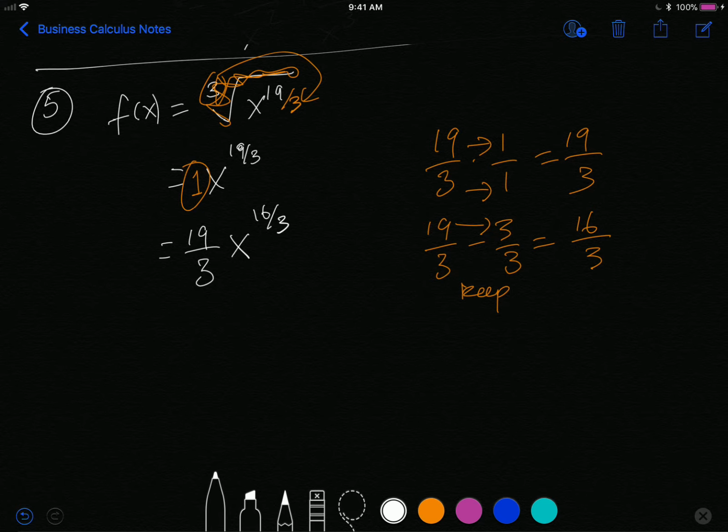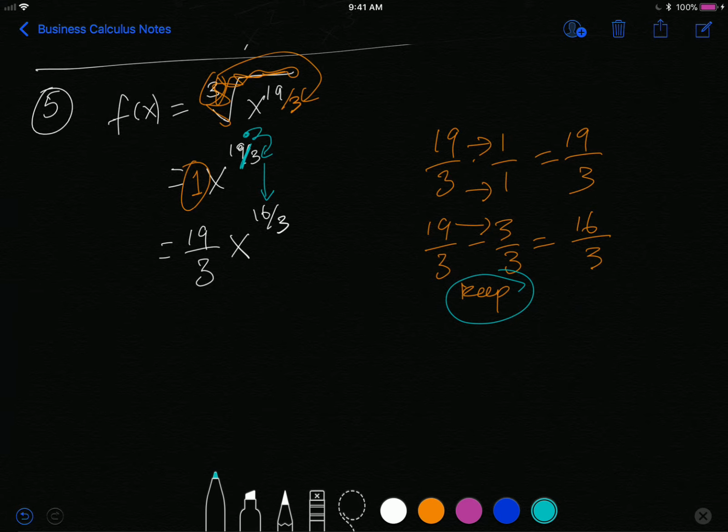A nice little shortcut to get to your answer right here is to just think of this division sign right here as a subtraction sign. 19 minus 3 is 16. And of course you keep the denominator. This will always work because you're subtracting 1, you're always subtracting the denominator over itself.